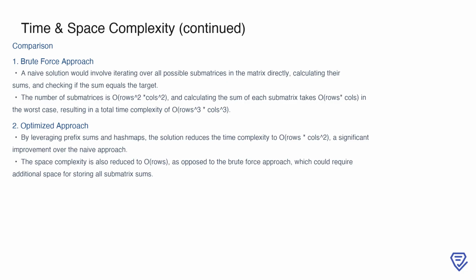In contrast, the optimized approach leverages prefix sums and hash maps to reduce the time complexity to rows * cols^2. The space complexity is also drastically reduced, as the optimized solution only requires O(rows) additional space for the hash map, compared to the brute force method, which could require much more space to store intermediate results.